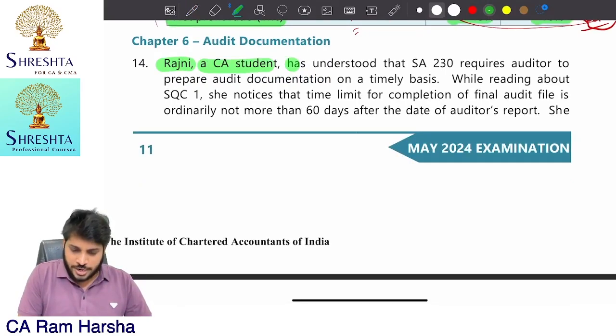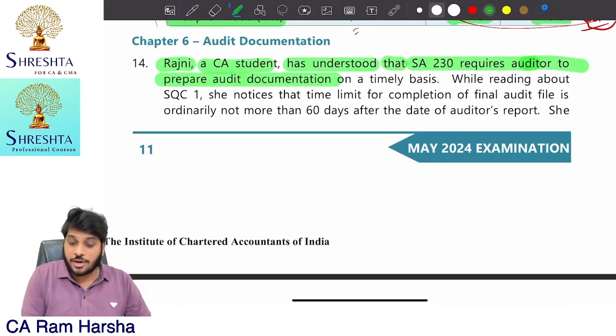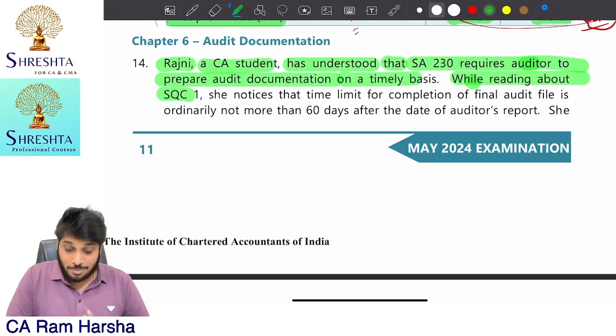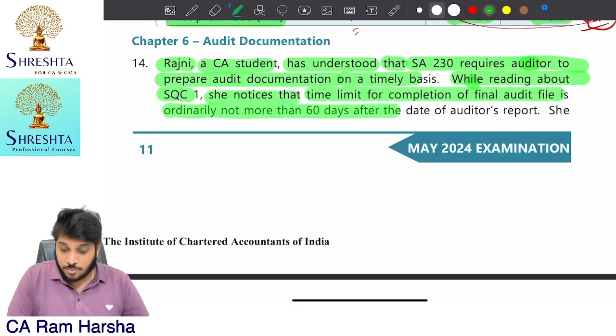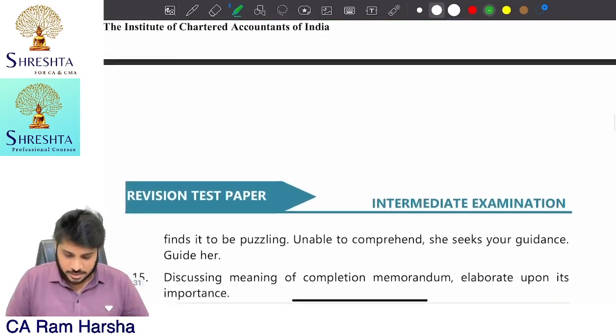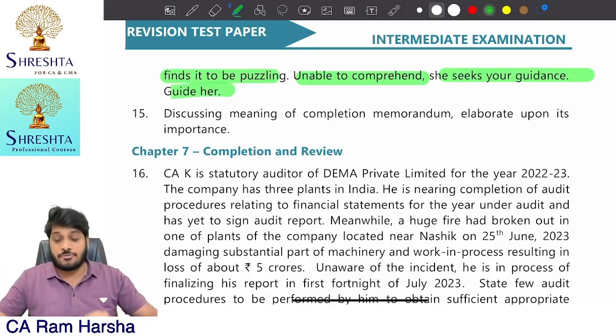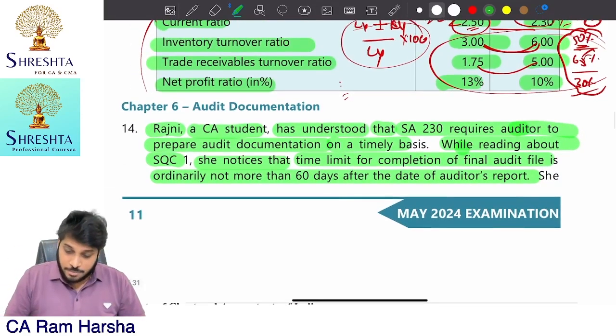Rajani, a CA student, has understood that SA 230 requires auditor to prepare audit documentation on a timely basis. While reading about SQC 1, she notices that the time limit for completion of final audit file is ordinarily not more than 60 days after the date of audit report, correct? She finds it puzzling, unable to comprehend. She seeks your guidance. Okay, you need to talk about assembly. Remember, here it is on assembly also.